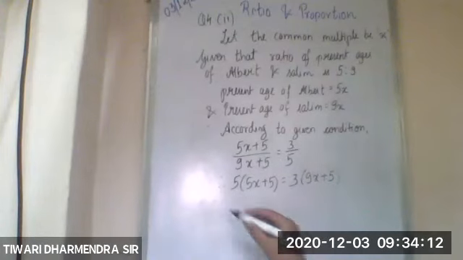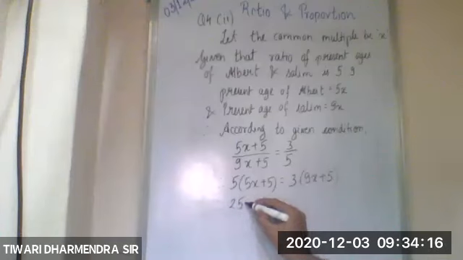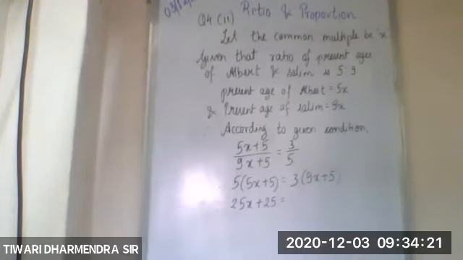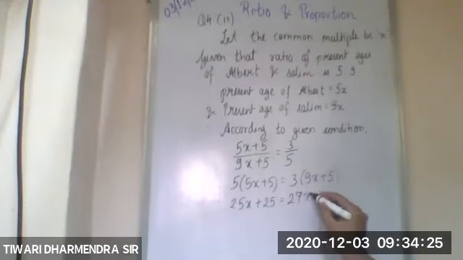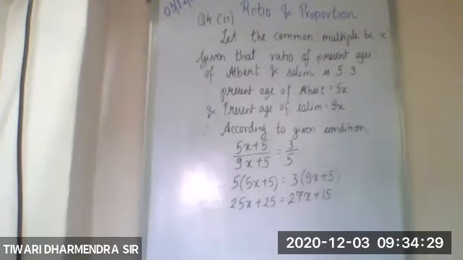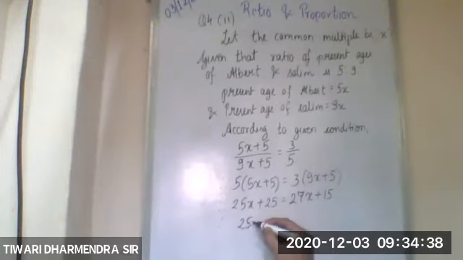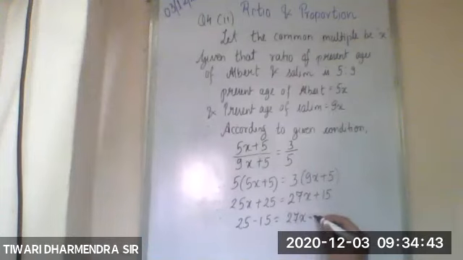Just open the bracket. What you will get? 5 5s are 25x plus 25 is equal to 3 9s are 27x plus 15. Now taking the terms of x together and constant terms together, therefore 25 minus 15 is equal to 27x minus 25x.